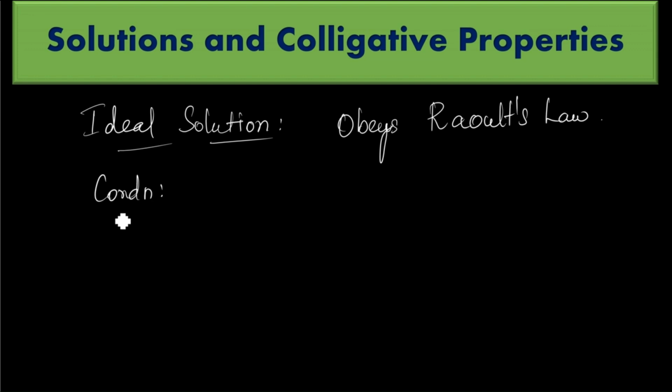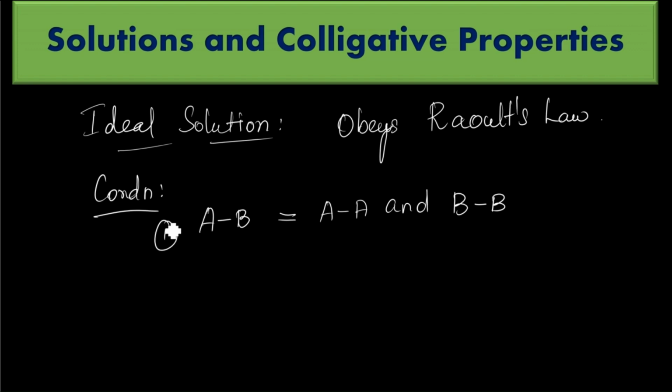So the first condition is how it is interacting. The attraction between the molecules A and B should be equal to the attraction between the similar molecules, AA and BB. Okay. Then the next condition is delta V mix, the volume of mixing. The volume change should be 0. There should be no change in volume while mixing.